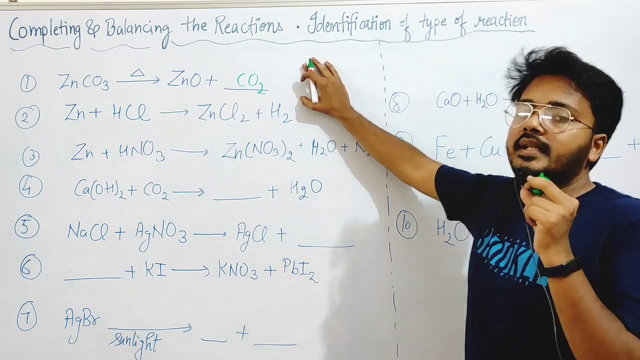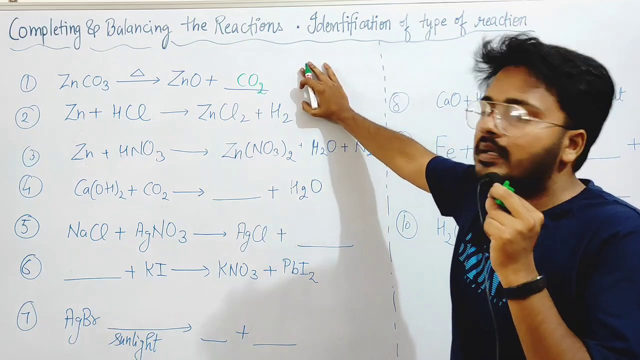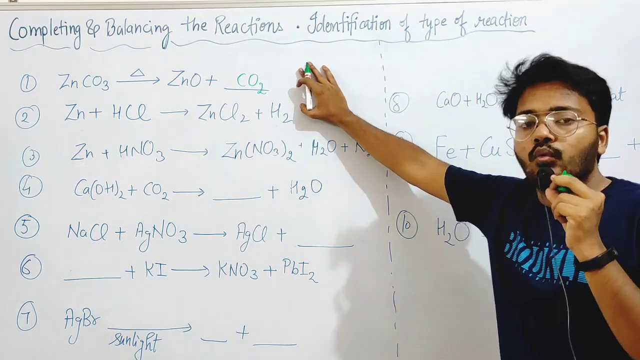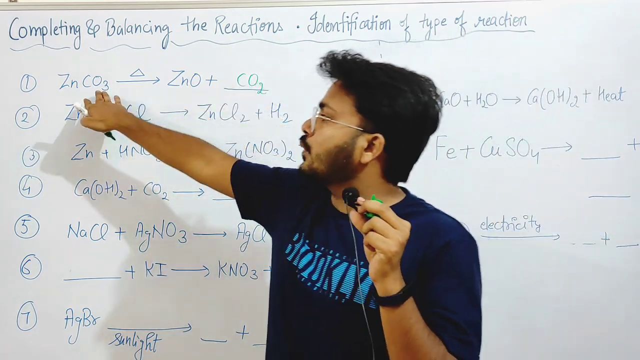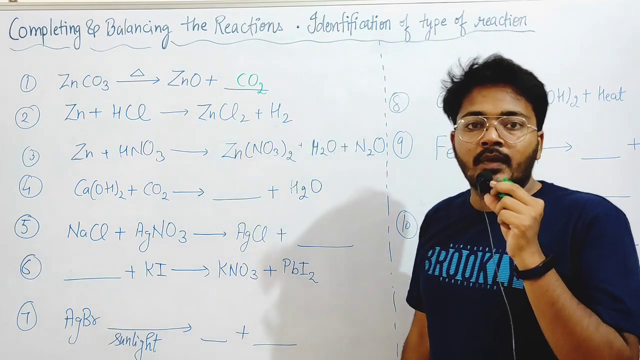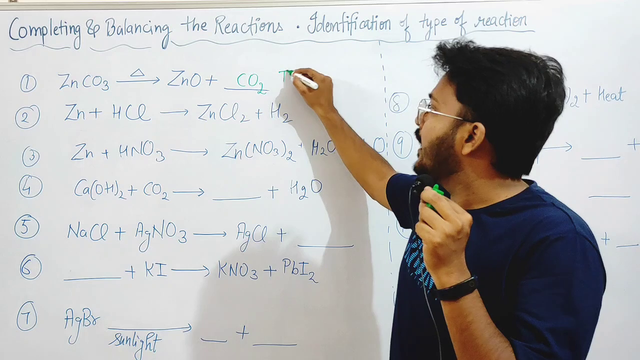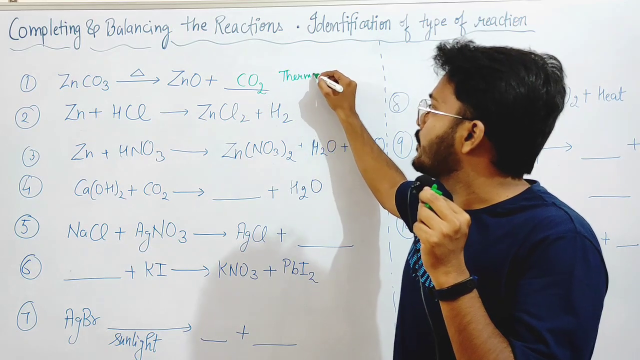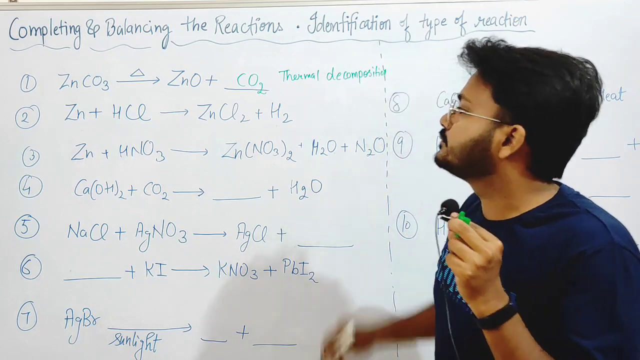Now identify the type of reaction it is. This is a simple thermal decomposition reaction. Why is it a decomposition reaction? Because a single reactant breaks down into 2 or more products and there is a condition of heat, so we can say that this is a perfect example of thermal decomposition reaction.